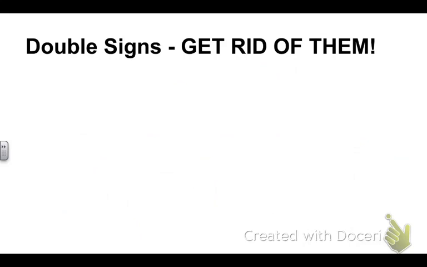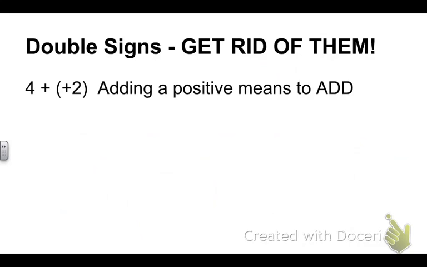So absolute values do have to deal with adding and subtracting real numbers, but before we get there, I want to talk about double signs. Double signs are the enemy. Get rid of them. All right. So if you have something like 4 plus +2, your double signs are right here. Get rid of that. Adding a positive means to add.